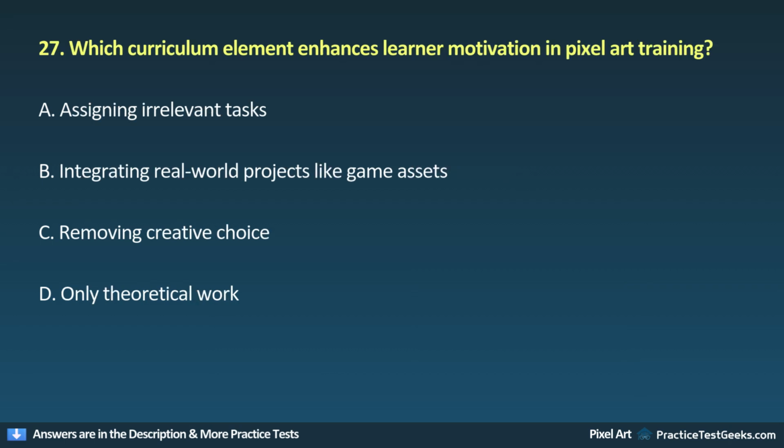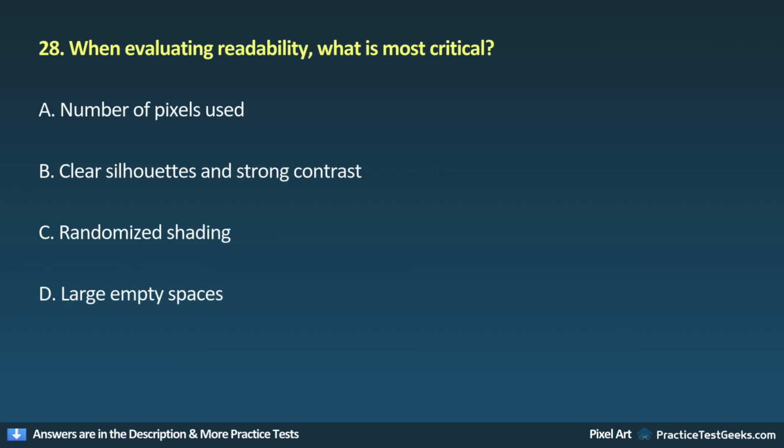27. Which curriculum element enhances learner motivation in pixel art training? A. Assigning irrelevant tasks. B. Integrating real-world projects like game assets. C. Removing creative choice. D. Only theoretical work. 28. When evaluating readability, what is most critical?